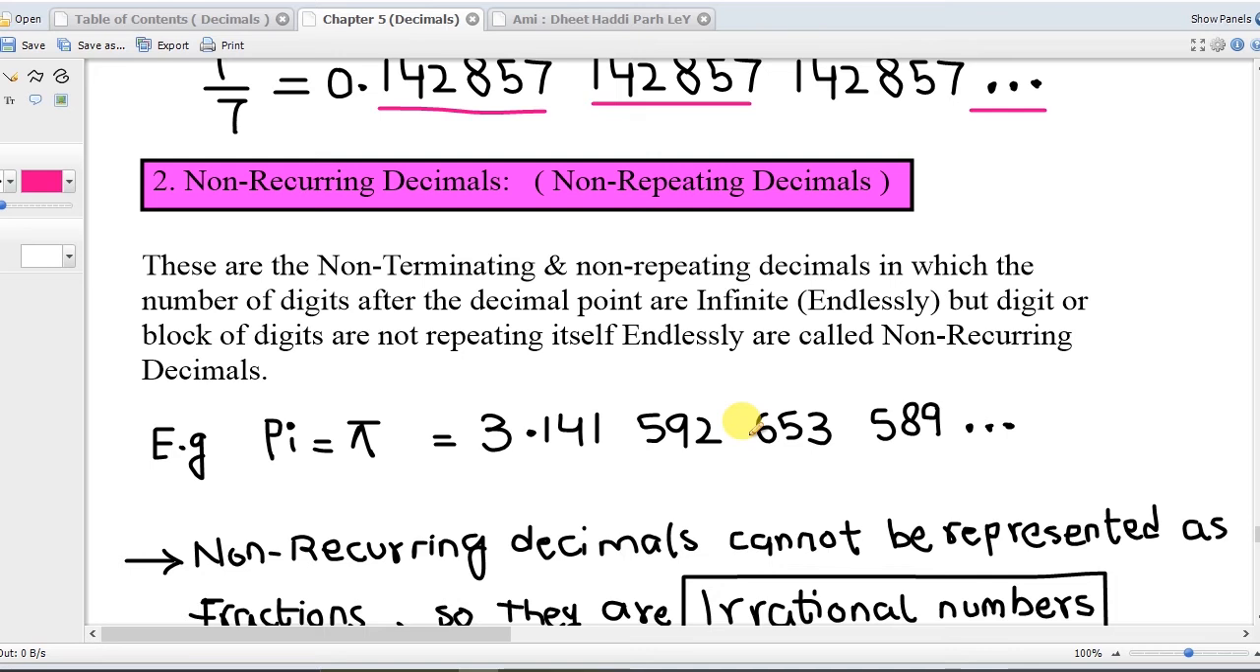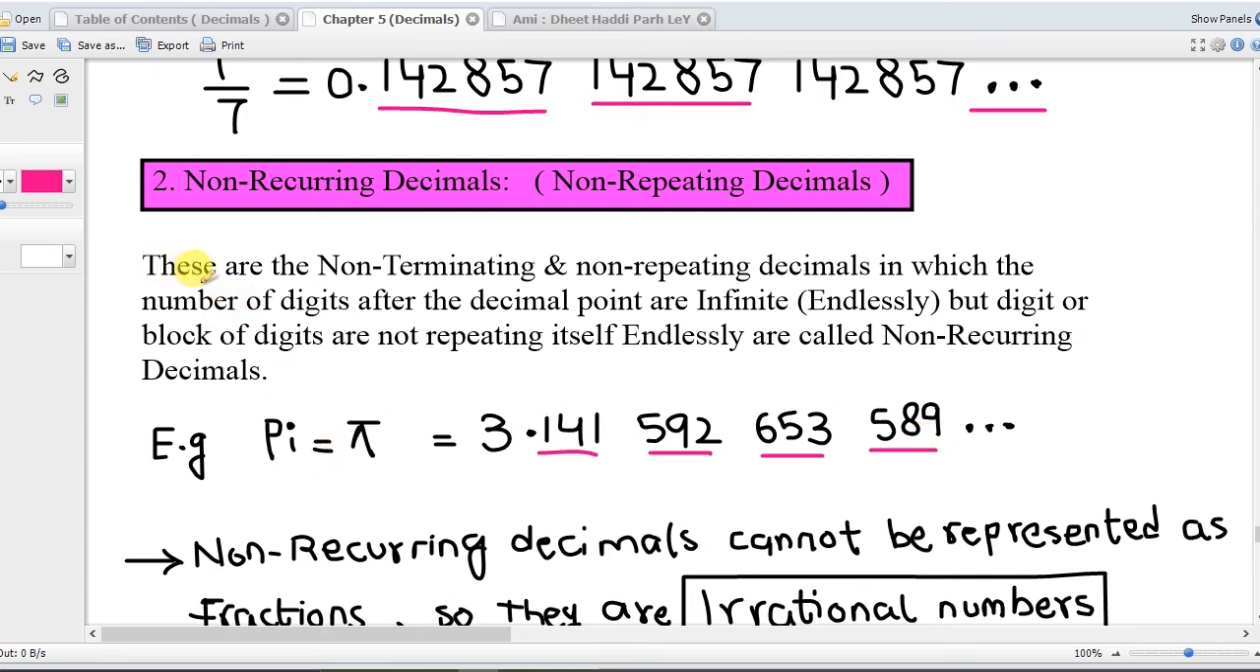The second subcategory of a non-terminating decimal is non-recurring or non-repeating decimals. In this case, the numbers keep moving, the numbers are not going to end, but the values after the decimal point are not repeating. Only the difference is this. For example, pi.